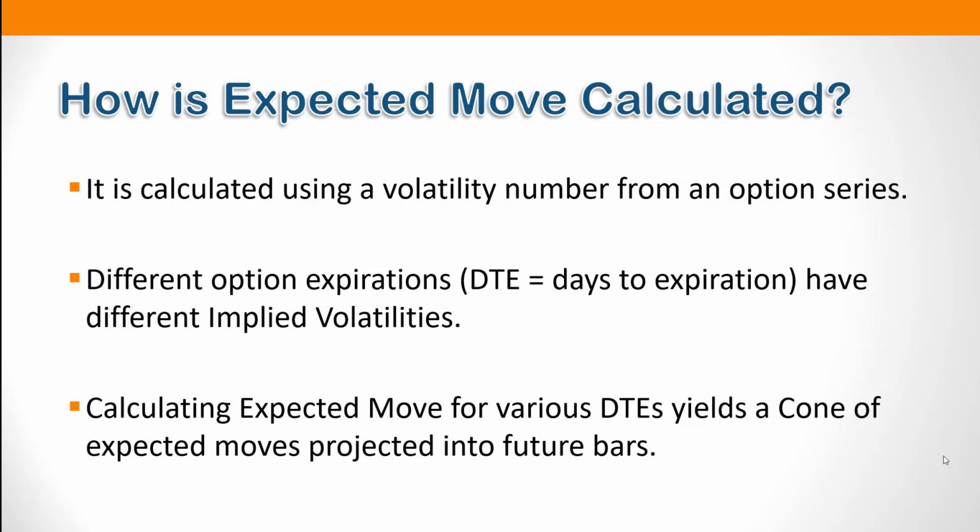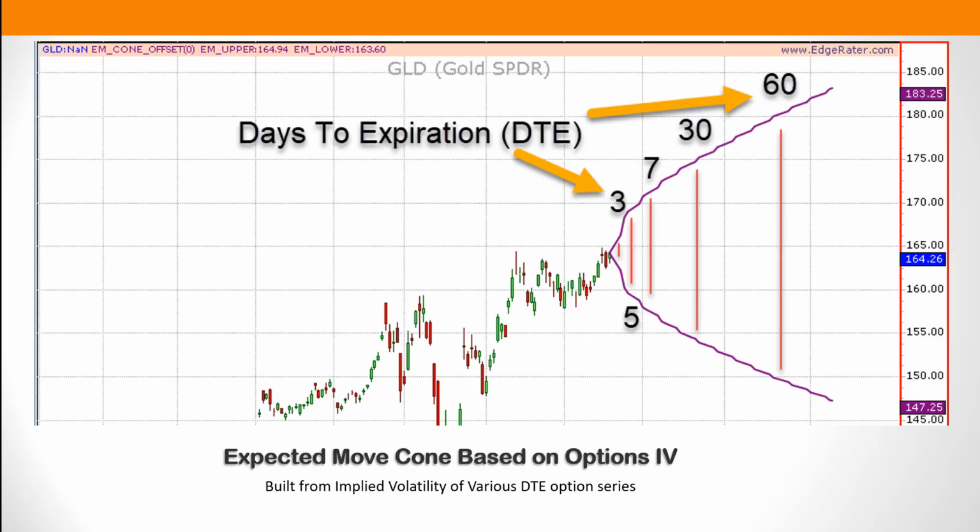Different option expirations, and DTE is days to expiration, have different implied volatilities. So your 10-day to expiration option chain is going to have a certain implied volatility. Maybe it's 10%. Your 30-day to expiration option chain might have an implied volatility of 40%. Your 60-day to expiration chain might have a volatility of 45%, and so on. So each one of those volatilities is going to give a different range depending on how far you're projecting into the future and that volatility. So calculating expected move for various days to expiration yields a cone of expected moves projected onto future bars.